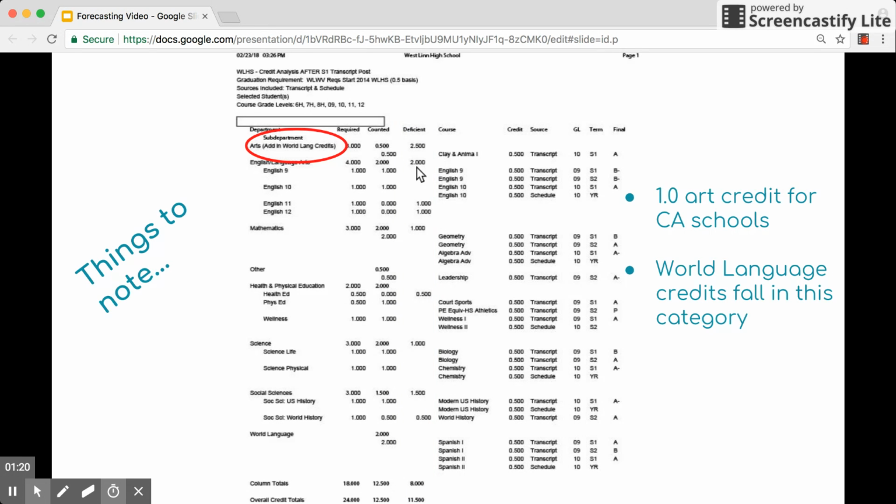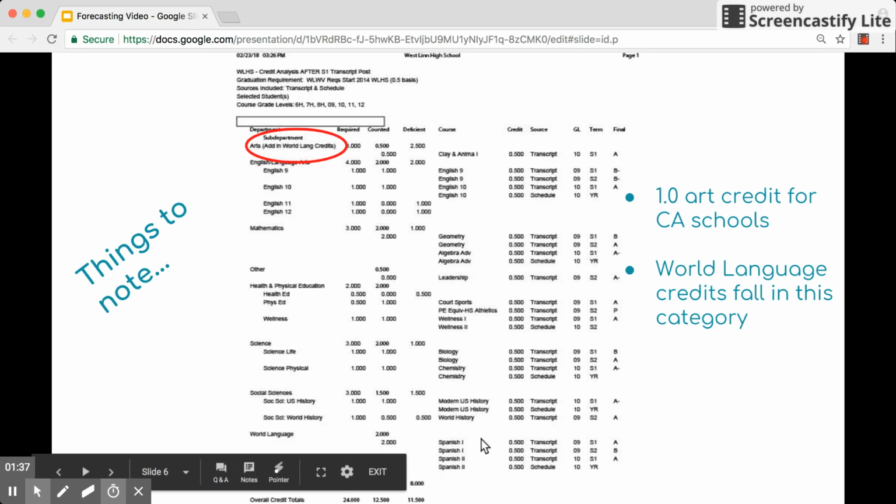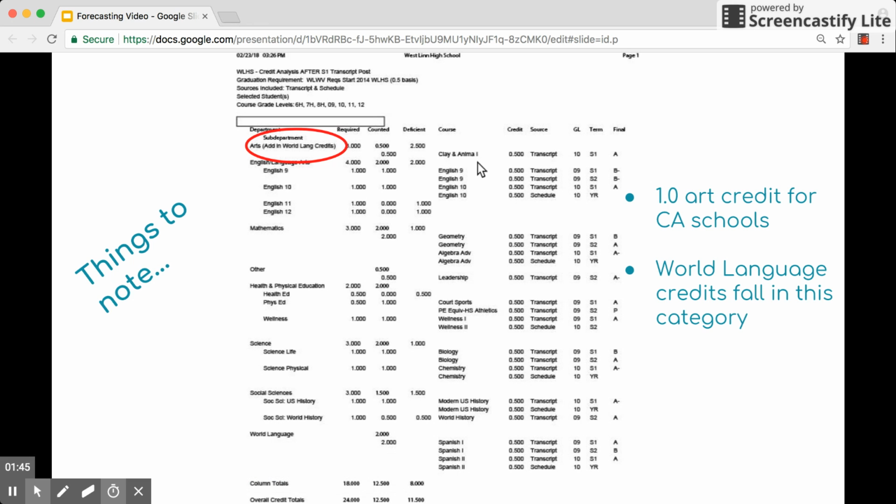Things to note: in the arts department, students are required 3 credits, but students are able to add in world language credits to fulfill those requirements. For example, this student has only half a credit in clay and animation that's counted towards their credit requirements, but they're able to calculate their world language courses. So in this case, the student has taken 2 years of a world language, resulting in 2 credits in addition to a 0.5 of an art credit, leaving them only deficient in half a credit.